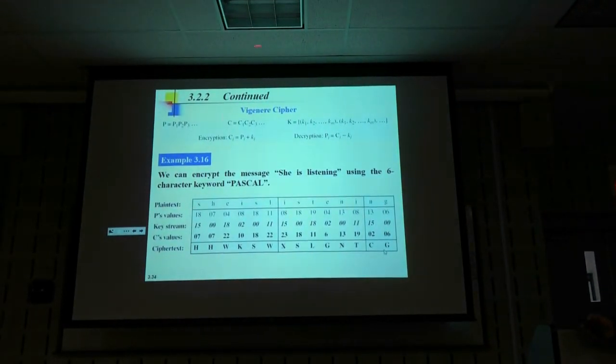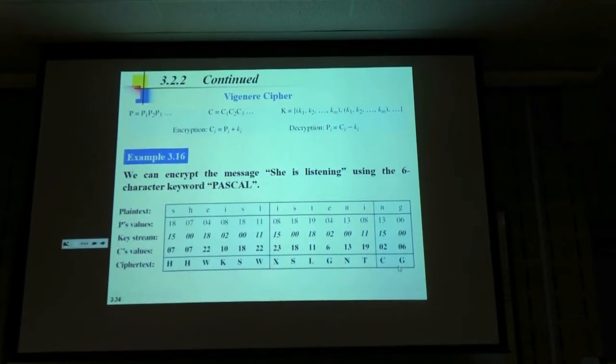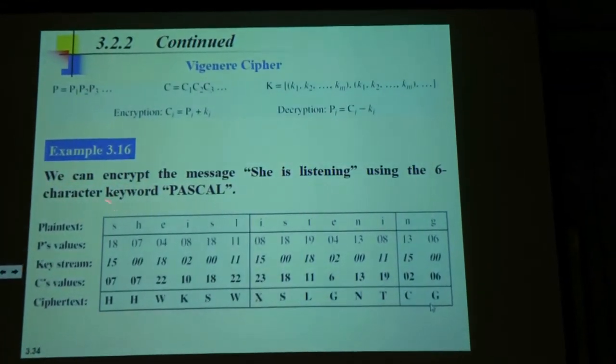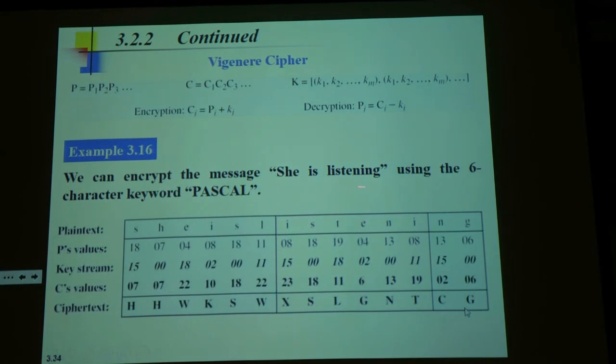Vigenère cipher. Let me remember what the Vigenère cipher is. We can encrypt the message "she is listening" using a 6 character keyword. The key is Pascal. So you divide your message into blocks of 6 characters.